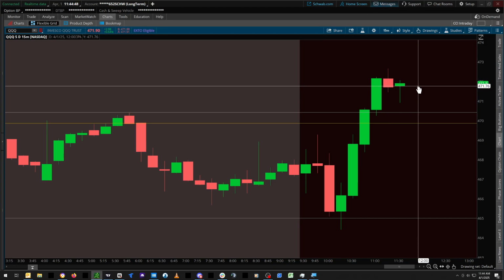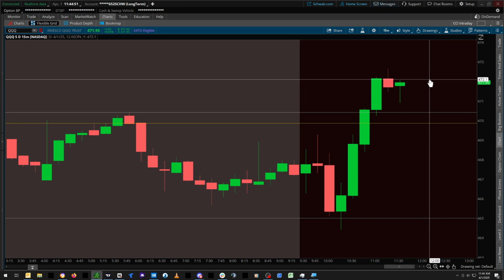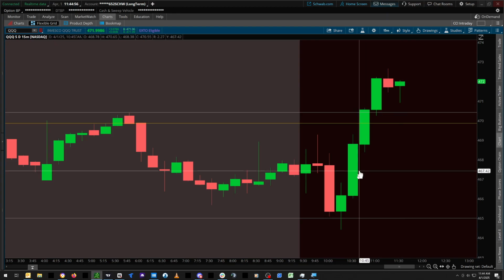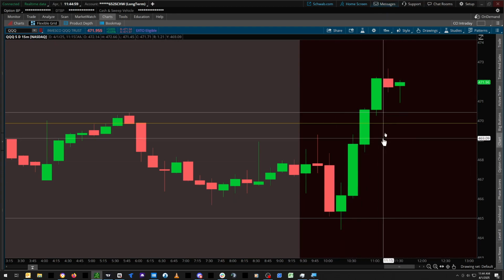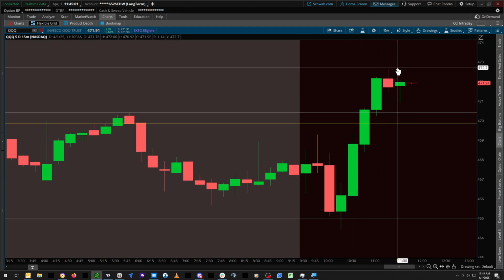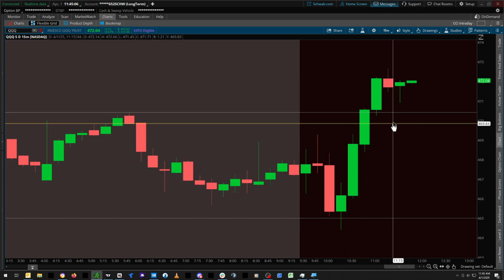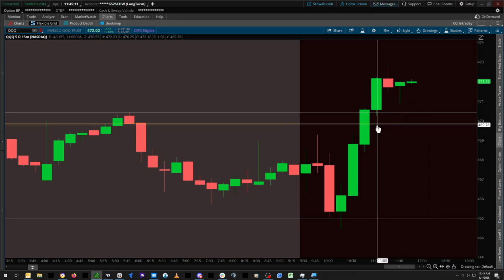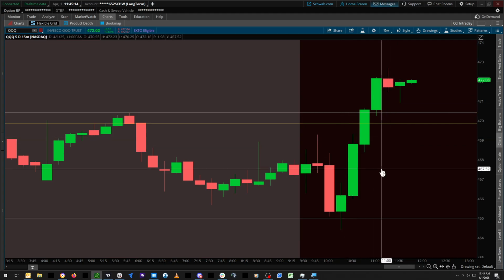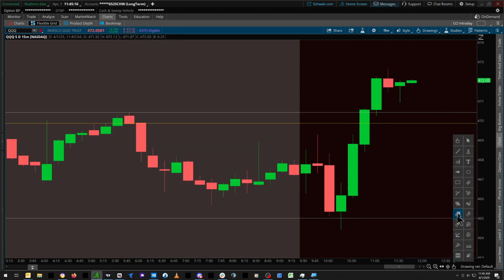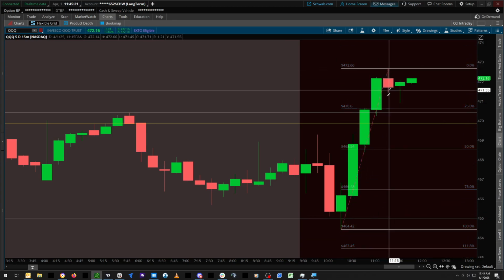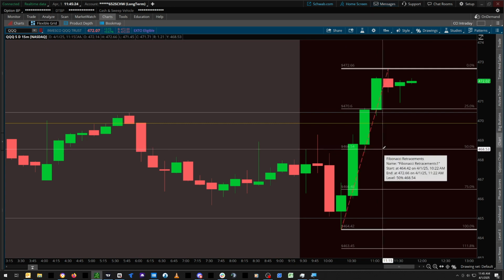Because they don't obviously always work. It would be nice to see a halfback of this move, but you've got trending days and then you've got consolidation days. If this is a trending day, this is just going to keep going north. If it's a consolidation day, it's going to do a halfback, which would put us right about here.